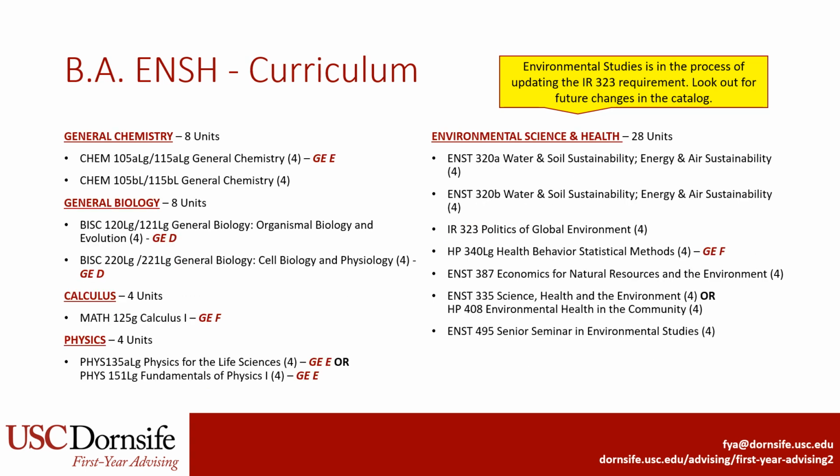The Bachelor of Arts in Environmental Science and Health is again a bit smaller than the Bachelor of Science. Students take the same environmental science and health courses, but the BA doesn't require organic chemistry, molecular biology, biochemistry, or a second semester of physics. Like with the BS, there are some potential curriculum changes coming to one of the courses in this major, so again, keep your eye on the catalog.